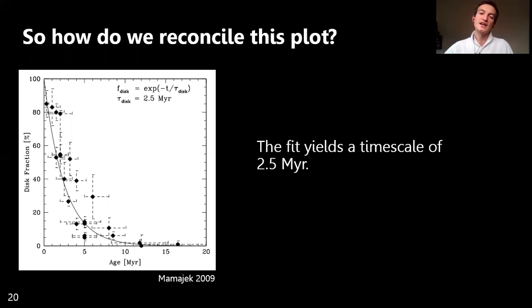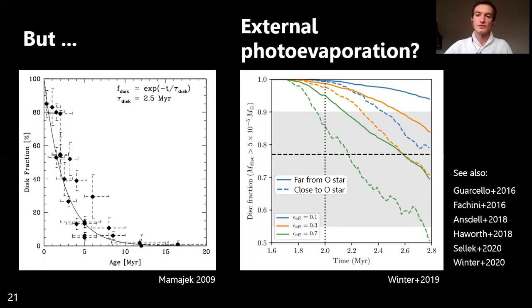So how do we reconcile this plot from Mamajek 2009, where we have the disk fraction as a function of star-forming region ages? And so this fit yields a timescale of 2.5 million years. But what about external photoevaporation? Here seen on the right, we have the disk fraction as a function of time, and we have the disk fractions here in solid lines when they're far from an O star. And when these disks are close to an O star, we can see in the dashed lines a dramatic drop in disk fractions. And this has been well explored in several papers.